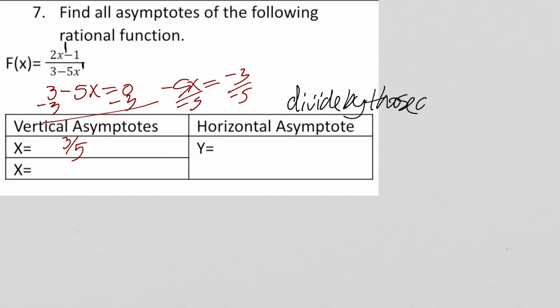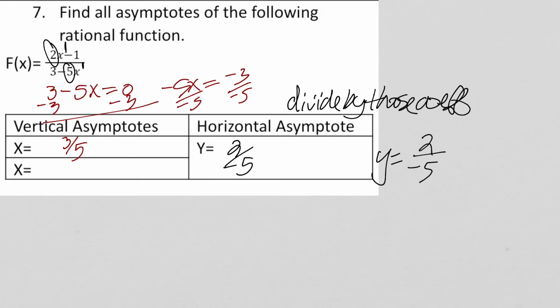All right, so what are the two coefficients of those two? X to the first, we got a 2, and we have a -5 on the bottom. So I'm looking at this one and this one. I divide it. I can leave it as a fraction. If you want to put it as a decimal, you can. But it's 2 over -5 is my horizontal asymptote for 7.